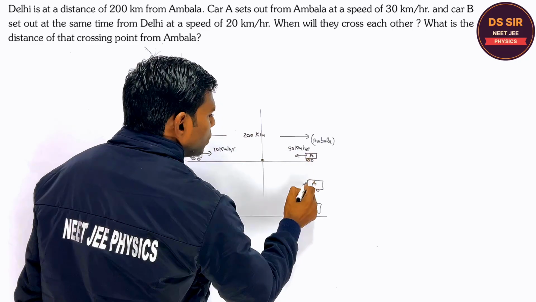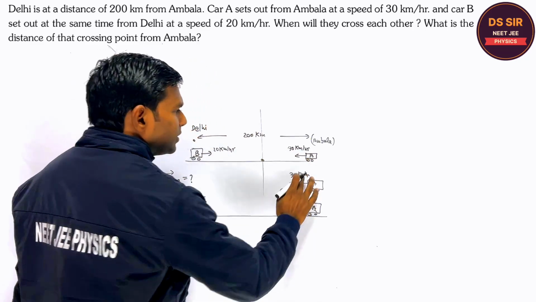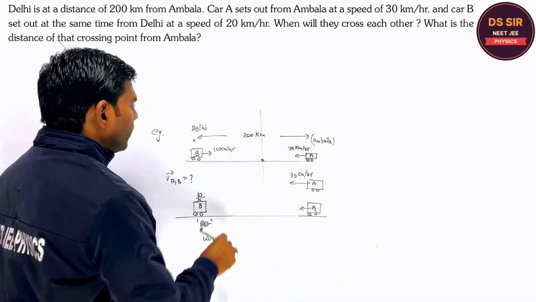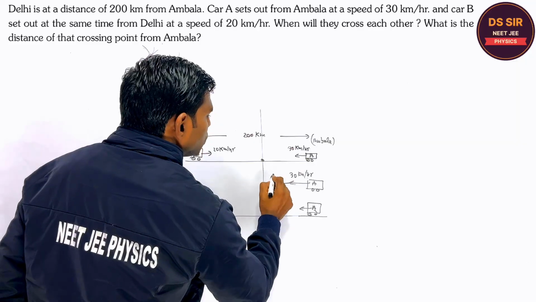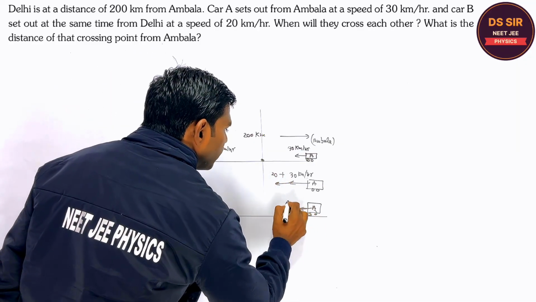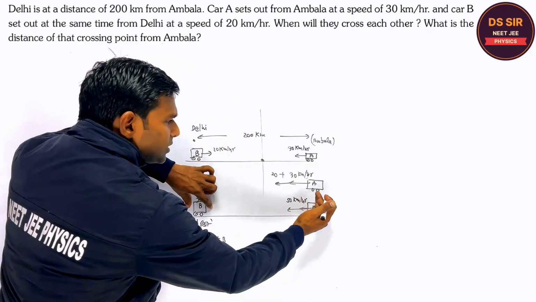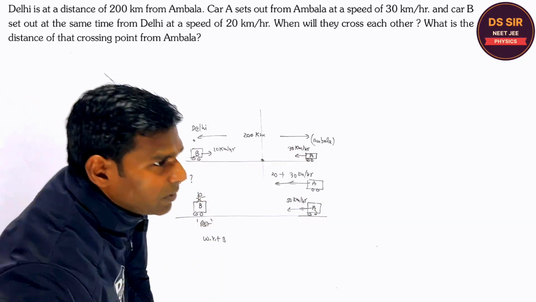I told you, although it is moving with 30 km per hour, to find the relative velocity, what you have to do? Transfer the velocity of B in opposite direction. So it is 30 plus 20. So what is the relative velocity of A? Say 50 km per hour. So it means B is at rest. The car A is coming towards B and they will meet.